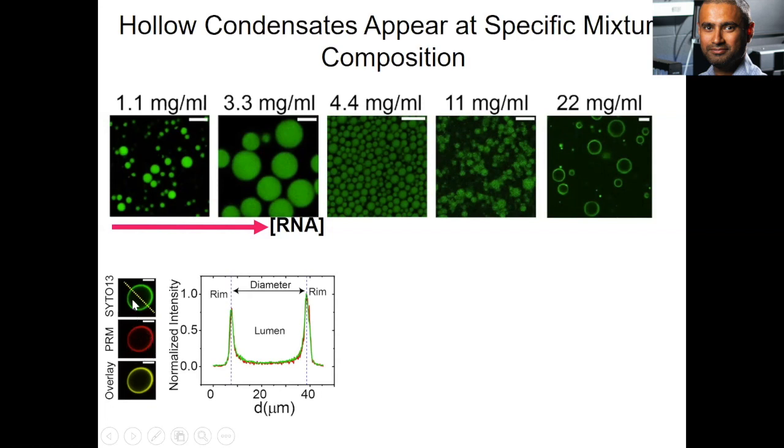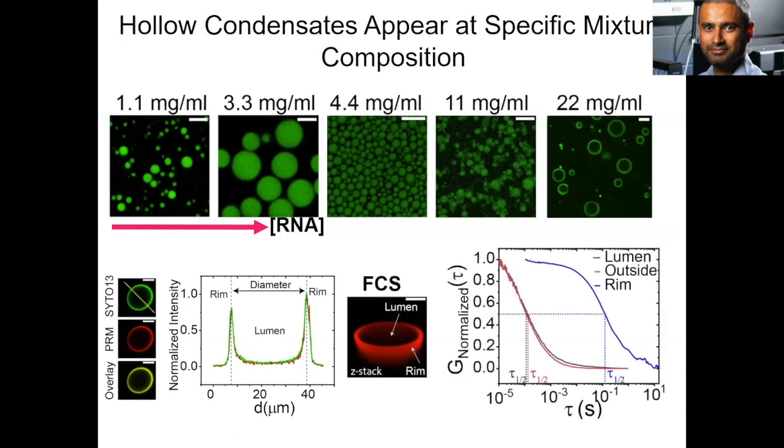and the center appears to be hollow. You can also study diffusion properties. Now, FRAP may not work because the diffusion is extremely fast in the dilute phase. So we did fluorescence correlation spectroscopy, and again, this is done using the C-Trap from LUMICKS. So it has excellent resolution in terms of photon sensitivity.